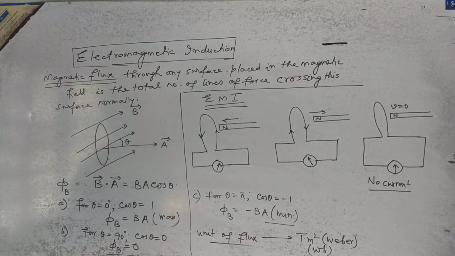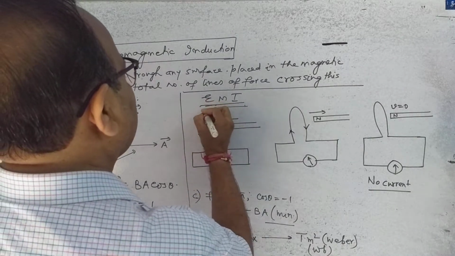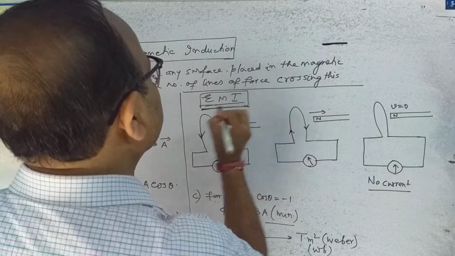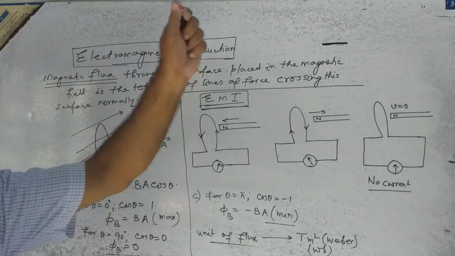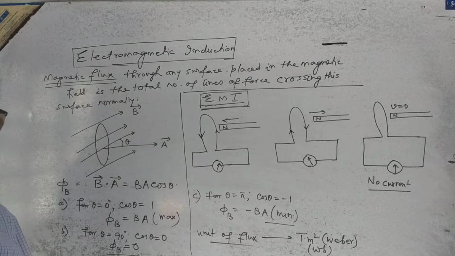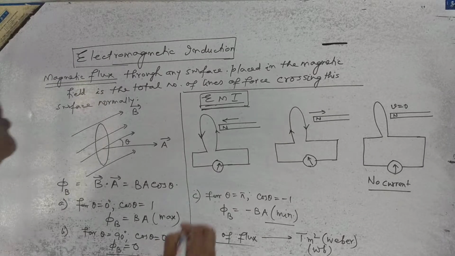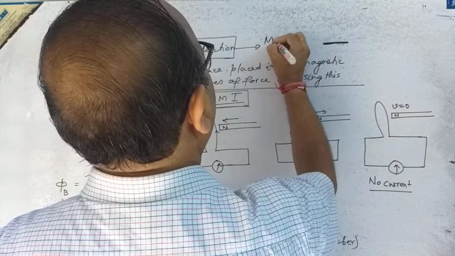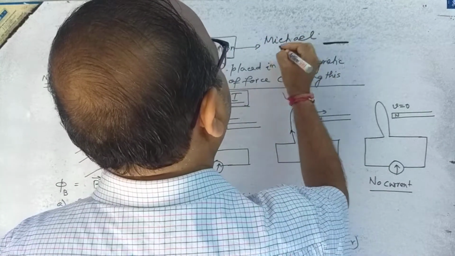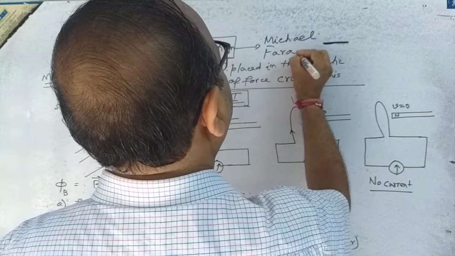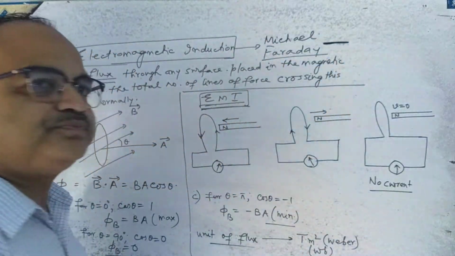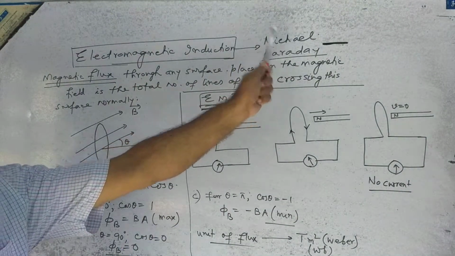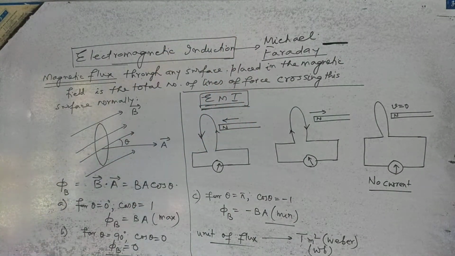Now we are coming to our actual topic. I have written here again, you look, it is EMI, the short form of electromagnetic induction. What is EMI? Electromagnetic induction. Actually, I tell you, this phenomenon was invented by Michael Faraday. Michael Faraday was the physicist who discovered this.